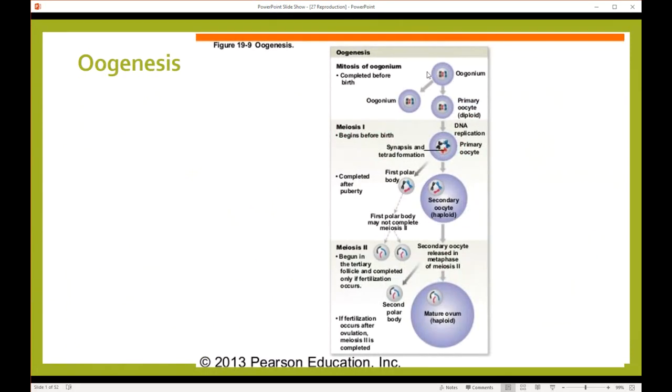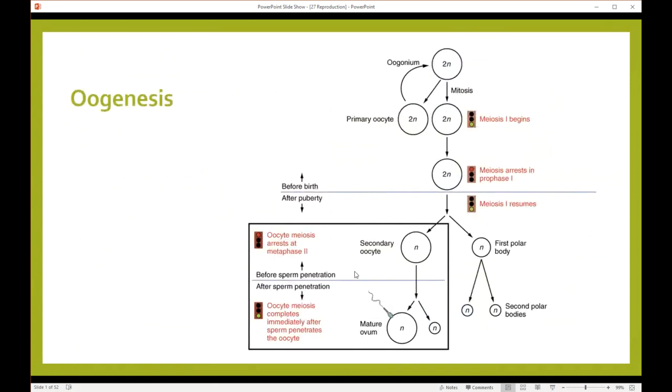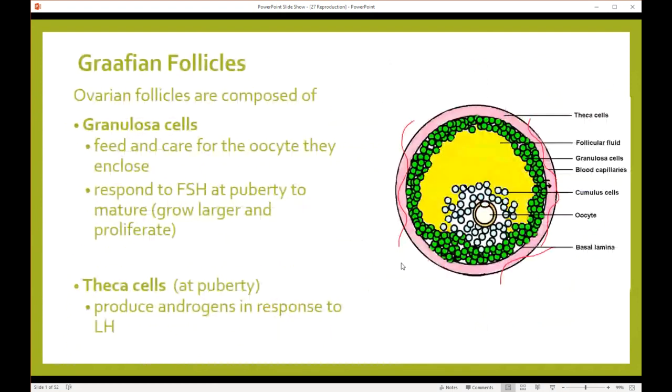So for oogenesis, I sort of already went over this, but just to go over it again, we have those oogonia. Some are going to remain oogonia. These are going to be diploid cells. We also get that primary oocyte. It's going to go on and go through meiosis 1. This is going to begin before birth, but it is going to pause, and then it's going to be completed after puberty. Then we're going to have meiosis 2. Meiosis 2 is also going to pause, and it only completes if fertilization occurs. Okay? So that is the one that I think is most helpful.